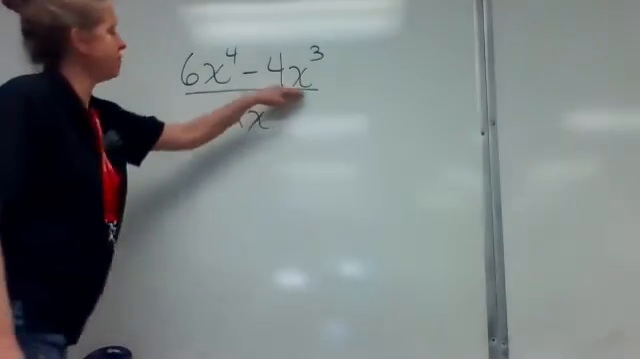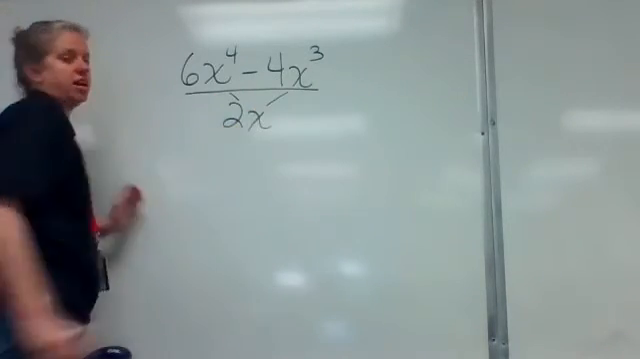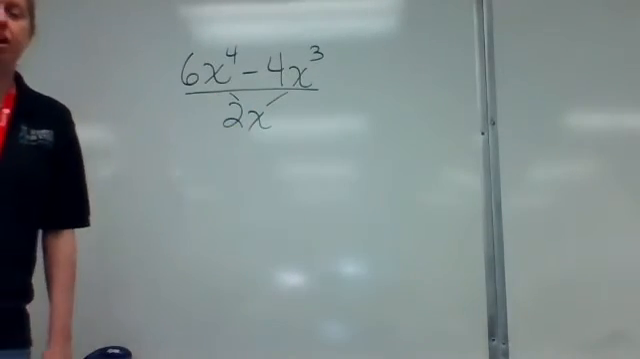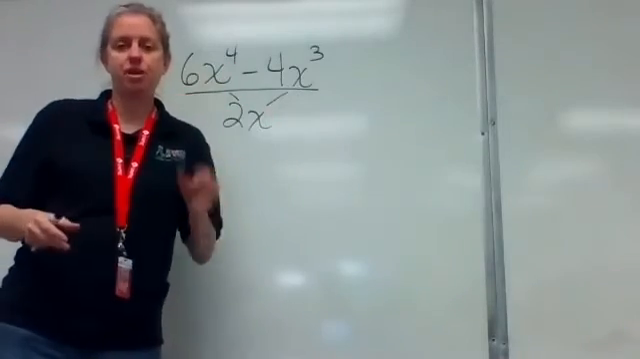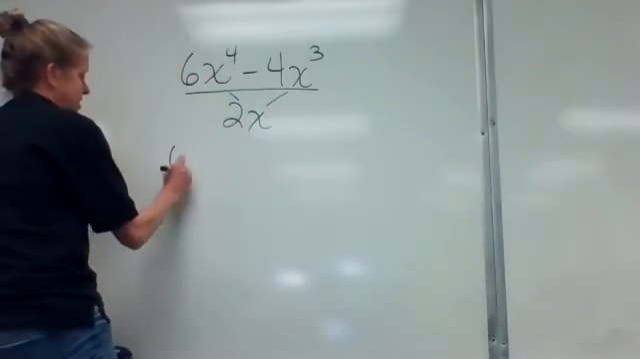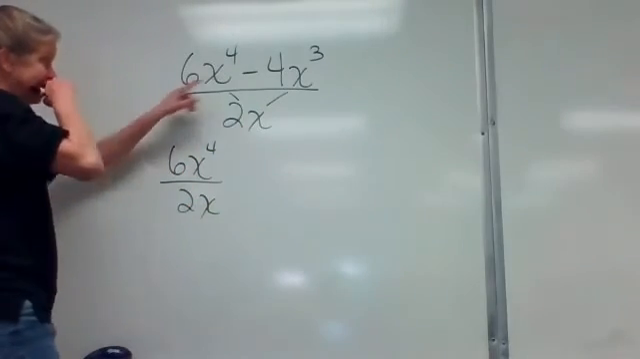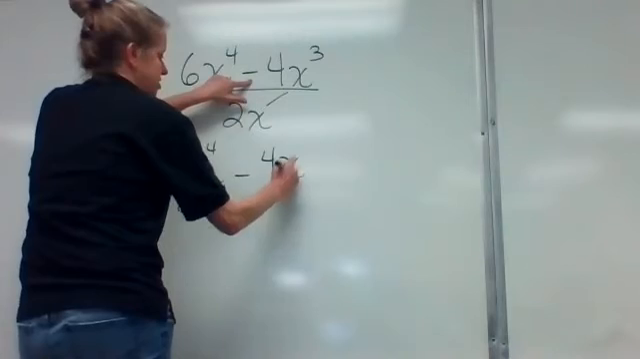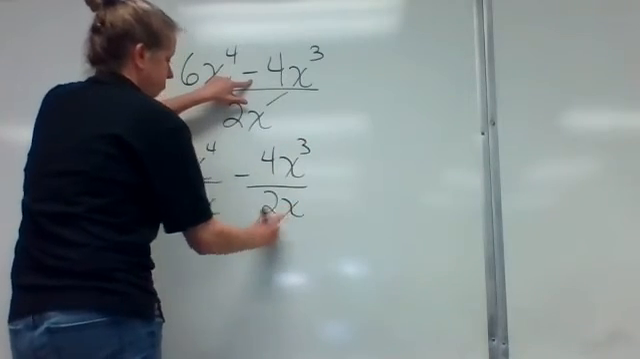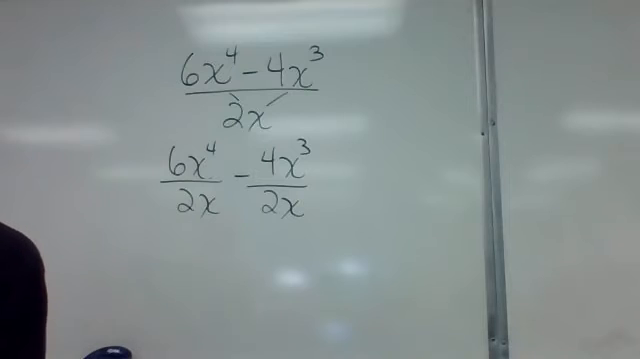So again, if you've got a fraction bar and you've got this one denominator, it's actually the denominator of all those terms up there. So this is when we like to write them separately so you can see everybody as their own separate fraction. So I've got 6x to the 4th over 2x minus 4x to the 3rd over 2x. So we're going to be dividing here, which means I'm going to be subtracting exponents.